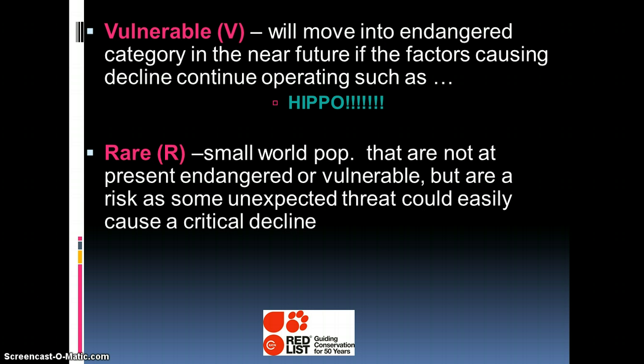One of our last few categories is the fact that some organisms are just so rare in the world naturally. Maybe they only exist on a couple islands. So they just naturally have a small world population, and they're not necessarily endangered or vulnerable because of things that humans are doing, but they are at risk if there was some unexpected threat, such as a hurricane or a volcano, and then they would become in critical condition if something bad were to happen because there's just so few of them. Usually this is when there's just a small geographic distribution, and usually we think of this as islands.